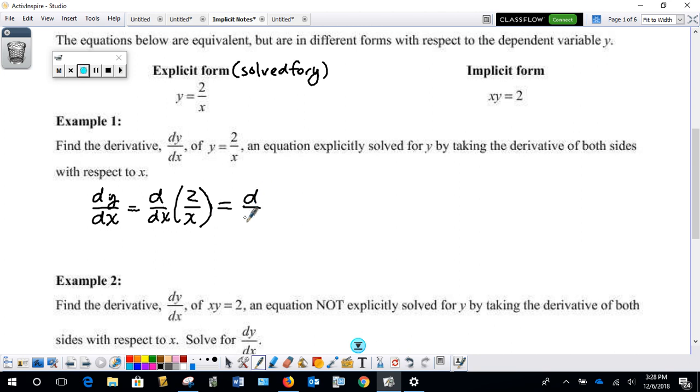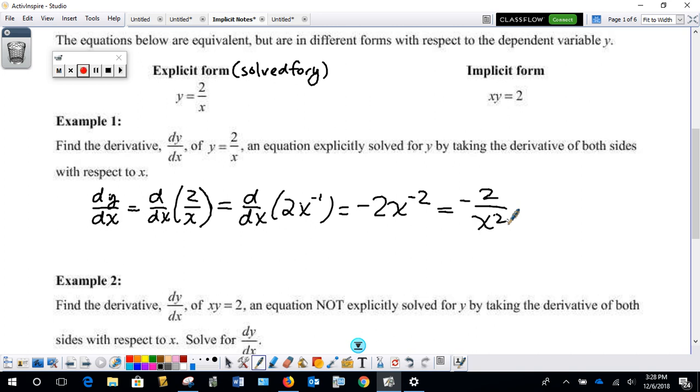I might want to rewrite this. I don't want to use quotient rule. It says 2x to the negative 1. So my derivative would be negative 2x to the negative 2, which I'm just going to simplify as negative 2 over x squared. All right?